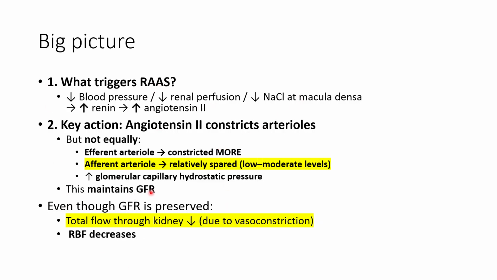So, if you see, the GFR will be preserved due to constriction of the efferent arteriole, but in total, due to constriction of blood vessels, the renal blood flow will decrease. So, if someone asks you what is the effect of angiotensin 2 on renal blood flow and on GFR, it is contrary. It reduces the renal blood flow, but it increases the GFR.